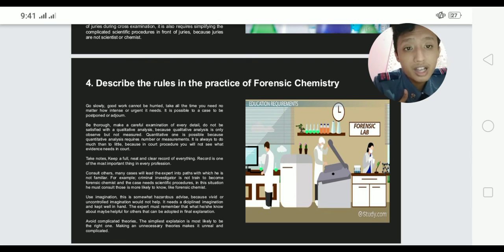It is somewhat hazardous advice because vivid or uncontrolled imagination would not help. It needs a disciplined imagination kept well in hand. The expert must remember that what she knows may be helpful for others and can be adapted in the final examination. Then, avoid complicated theories. Ang pasisimplihin na lang ho natin to, huwag kang iwasan yung mga complicated theories na sobrang layo na at hindi na makatotohanan.